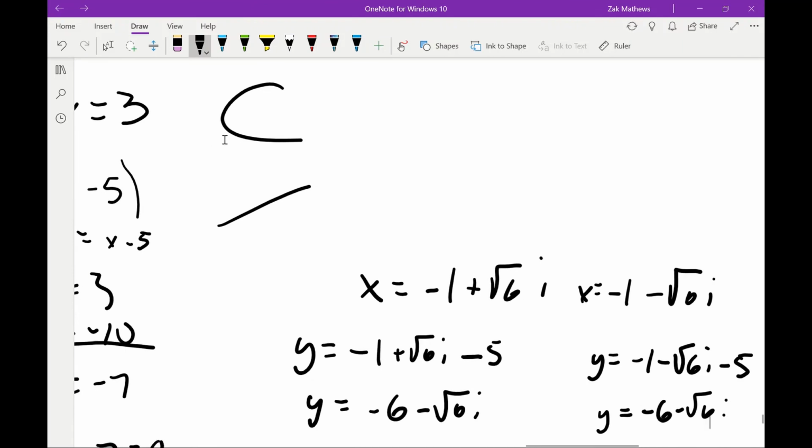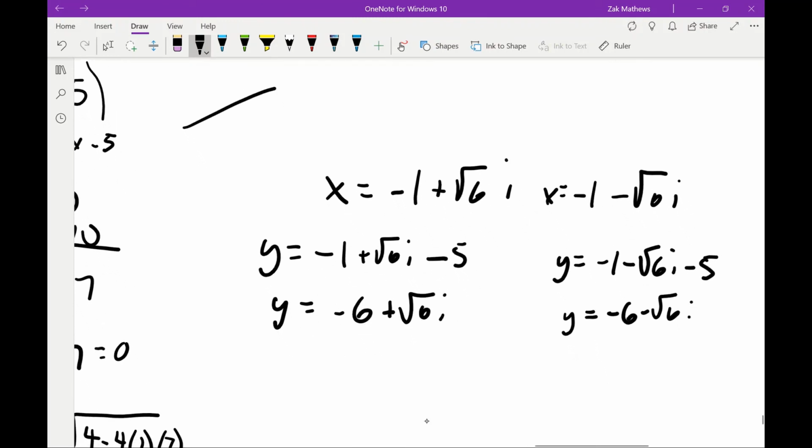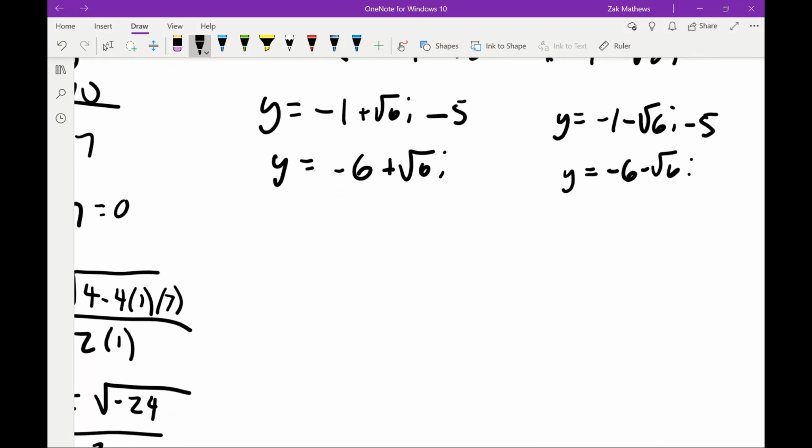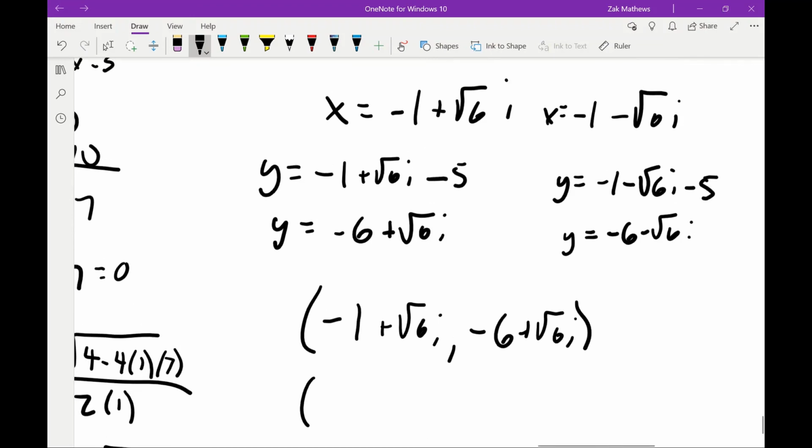Did I do something wrong there? That should have been a plus. They can't be the same, right? We start with two different things. That was a positive root 6, and I just, for no reason, switched it over to a negative. So it should stay a positive root 6i on the first solution, a negative root 6i on the second solution. So now we have our solution set. The x that solves it, negative 1 plus root 6i, if we use a y value of negative 6 plus root 6i. And then the other solution that works is the negative 1 minus root 6i, with a y value of negative 6 minus root 6i.